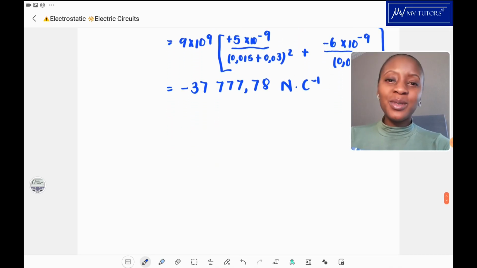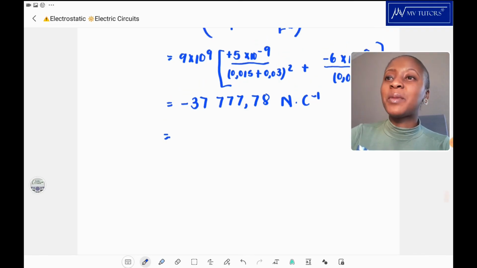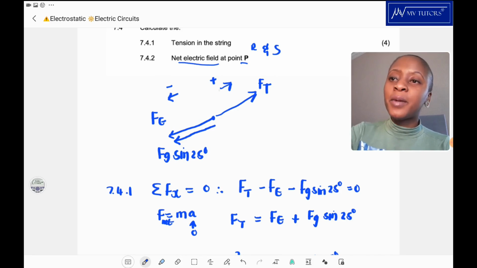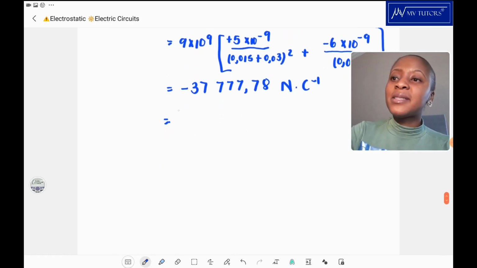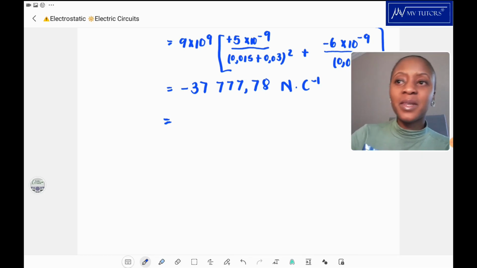Now we need to say what the negative sign actually means. Remember, in the sketch that I drew, we indicated positive as moving towards P, and negative as going down. So if we have negative here, it means the electric field is towards the charged spheres, or we could say it is away from point P. It's really up to you how you interpret that.